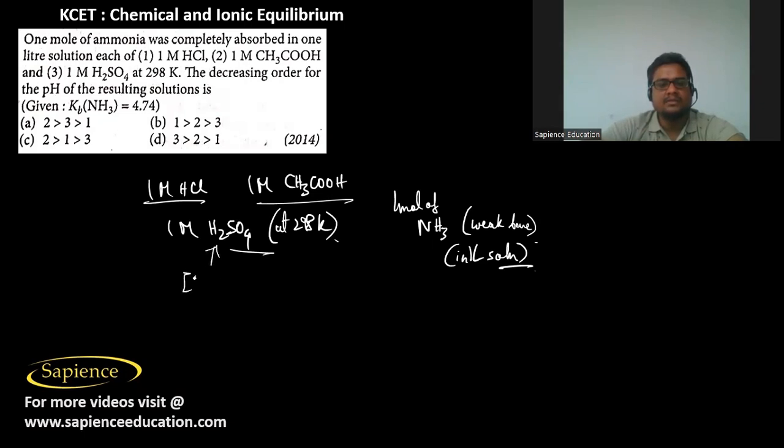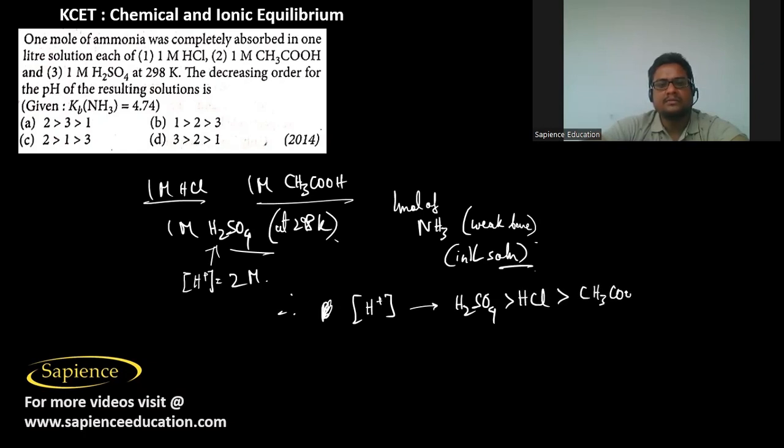since here the concentration of H plus will be 2 molar, since the normality of H2SO4 will be 2 normal, since 1 mole of H2SO4 can give 2 moles of H plus. So therefore the concentration of H plus will be the highest in H2SO4, and then 1 molar HCl, and then in CH3COOH.